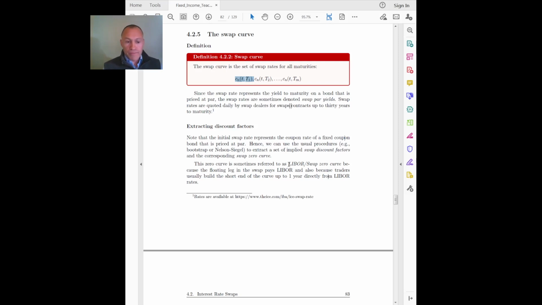Furthermore, what traders actually do is to combine information from two markets. So up to 1 year, we are going to use LIBOR rates, because these work exactly like zero coupon bonds. It's a very liquid market, and I can immediately extract the zero coupon rates that come from that market. It's immediate, right? After 1 year, we switch from the LIBOR to the swap market, and we want to extract the zero coupon rates from the swap quotes as I just discussed.